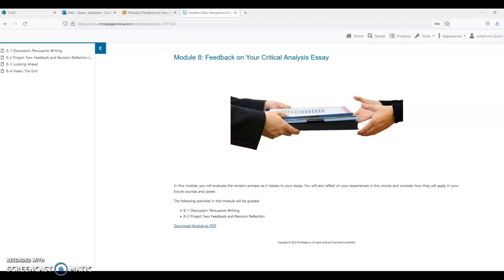You won't be able to do that feedback fully unless you submit your work on time or as close to the deadline as is possible. So just remember that in upcoming classes, those deadlines are really important.